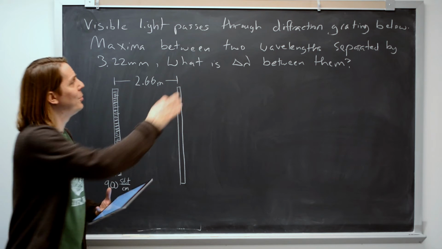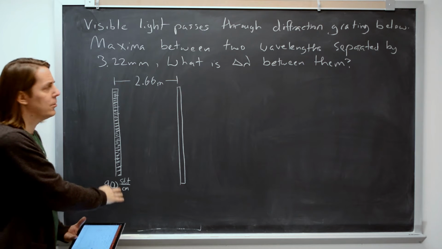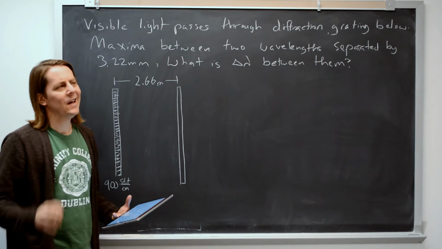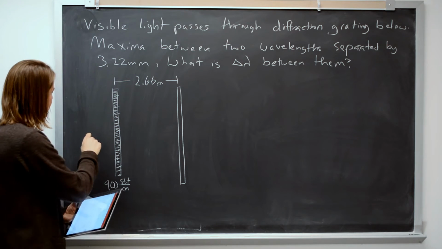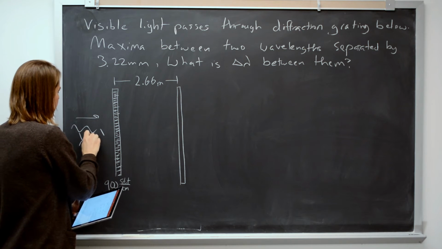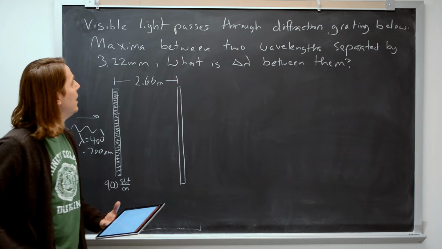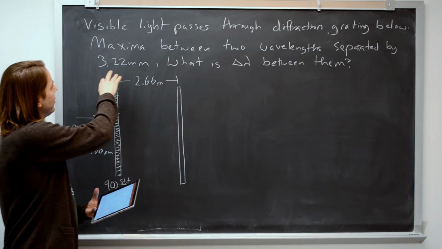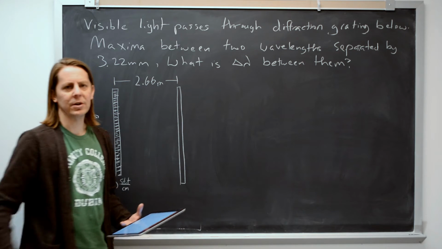In this one, you're told that visible light passes through a diffraction grating like this one here with 900 slits per centimeter, and there's a screen behind the grating 2.66 meters away. And they say visible light, they just mean white light with all the wavelengths of light in it. So you could think of the light coming in as having wavelengths all the way from 400 to 700 nanometers. And it says the maximum between two wavelengths is separated by 3.22 millimeters on the screen. What is the difference in wavelengths between them?